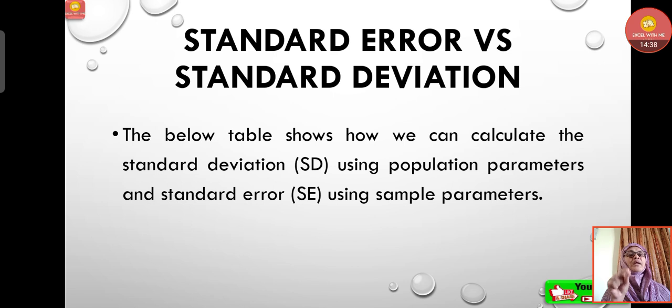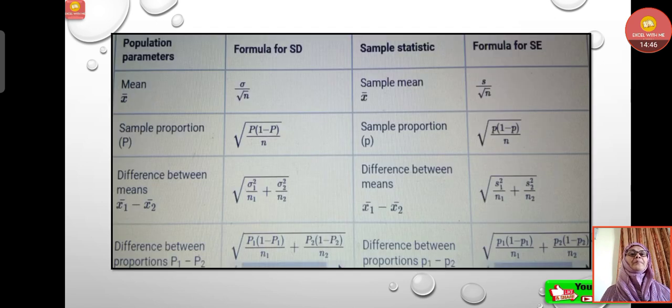Now standard error versus standard deviation. Let's see here. The below table shows how we can calculate the standard deviation using population parameters and standard error using sample parameters. You can pause the video here and you can check it out. The population parameters: mean, sample proportion, difference between means, difference between proportions P1 minus P2, and then formulas are given in the second column, and the third is the sample statistics, and fourth column is the formula for SE, standard error.